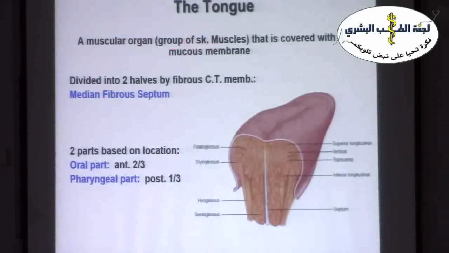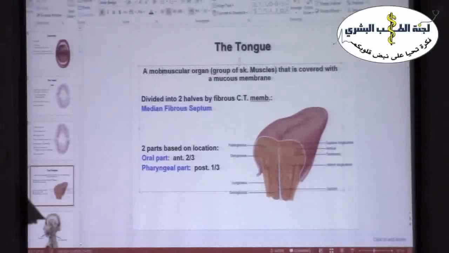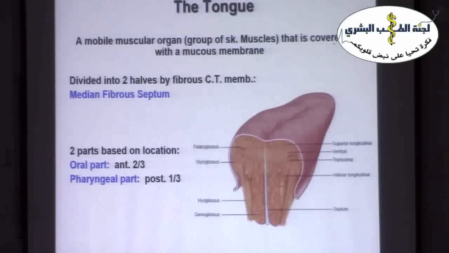Okay? Mucous membrane, that means we have what? Epithelial cells and basal lamina. Okay? And they have the ability to secrete mucus. So it's a movable, don't forget the word mobile, because it's not fixed, it's mobile. Muscular organ that is covered with mucous membrane.